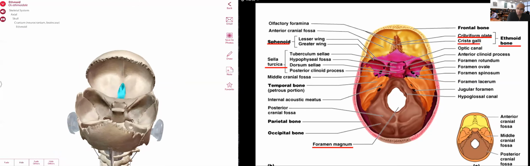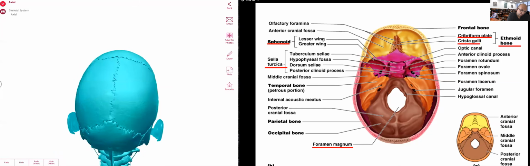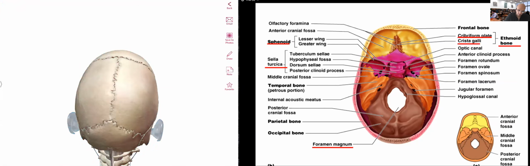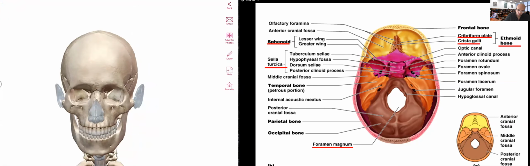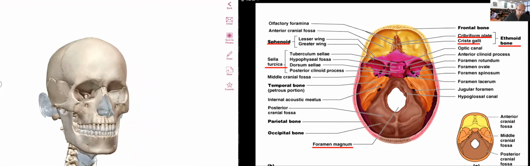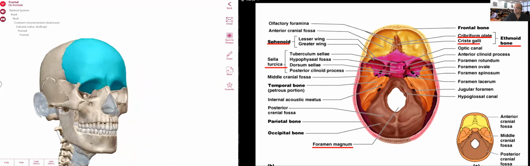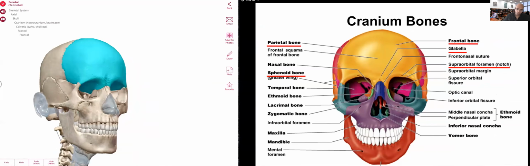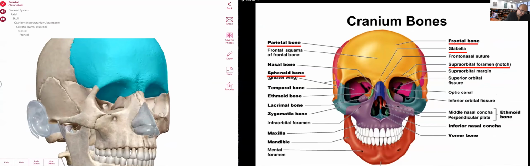All right, so looking at the different bone landmarks that we need to identify. For all those cranial bones, the first cranial bone that we looked at is the frontal bone. We need to identify two main markings for the frontal bone.